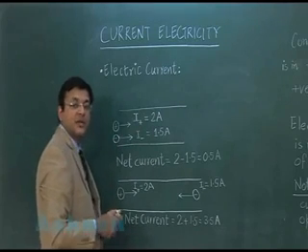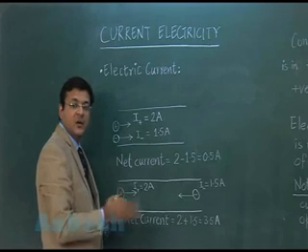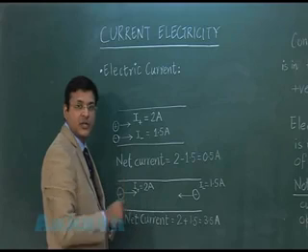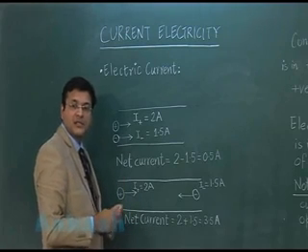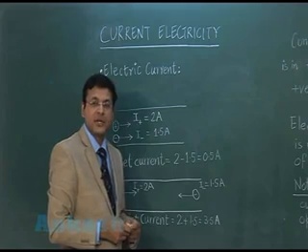So this is the meaning of average current, instantaneous current, and the difference and similarity between conventional current and electronic current. Now let us talk about the meaning of drift speed.